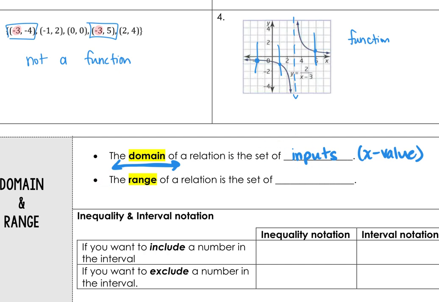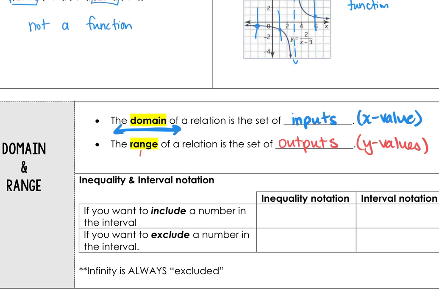Then your range is going to be the set of all outputs. Again, your outputs are your y values, and our y values are the vertical axis. So we're looking at what are the possible values along that y axis, that vertical axis.